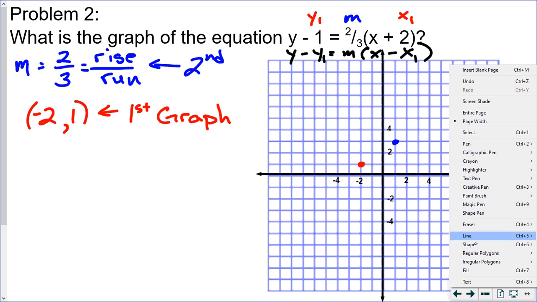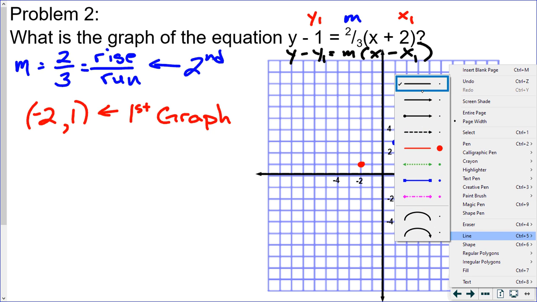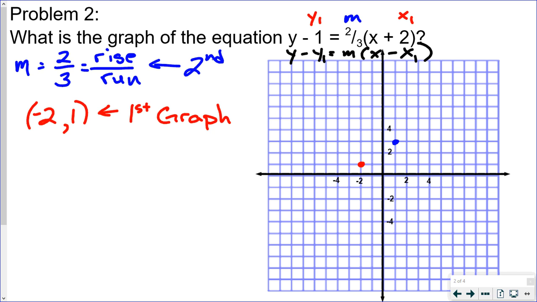And then you just have to connect the dots. This is my least favorite part. I even get to cheat with a little tool, but I still don't like having to make straight lines. I'll put arrows on the end. That signifies that this line continues in both directions indefinitely.